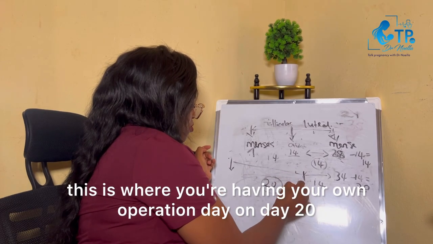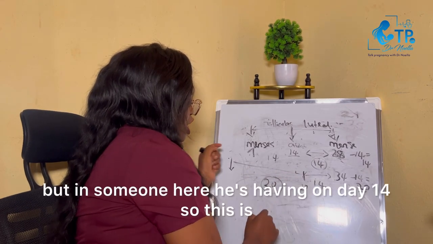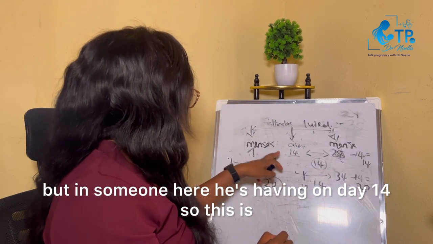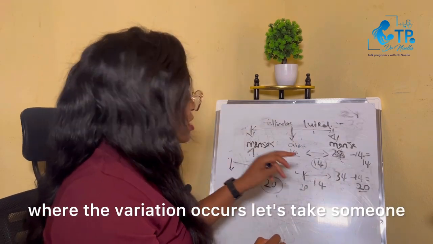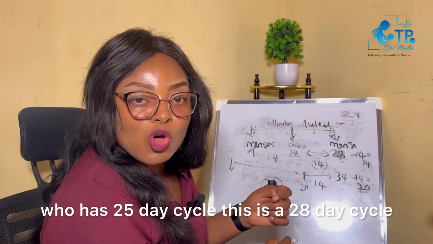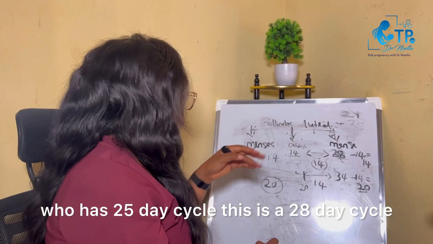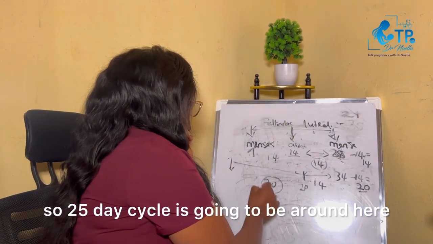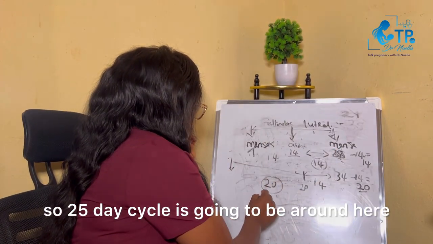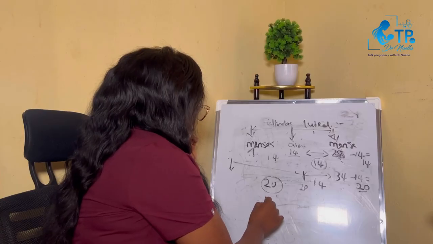This is where you're having your own ovulation on day 20, but in someone here, he's having it on day 14. So this is where the variation occurs. Let's take someone who has a 25-day cycle. This is a 28-day cycle. So the 25-day cycle is going to be around here.